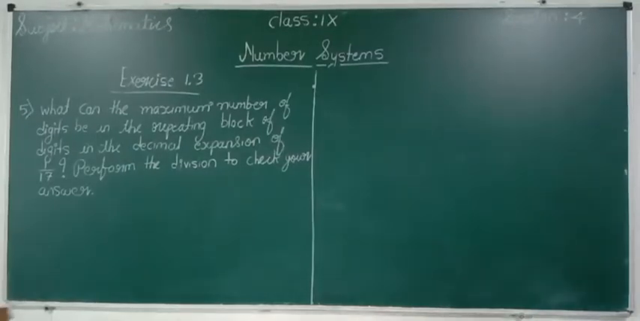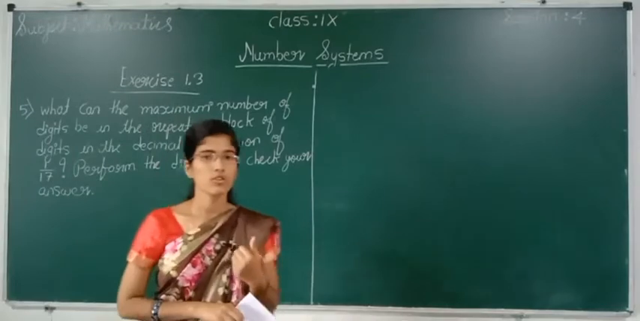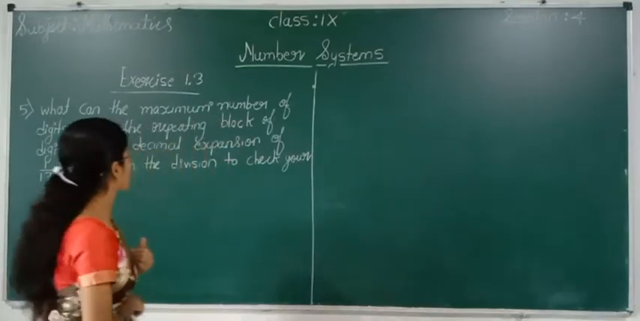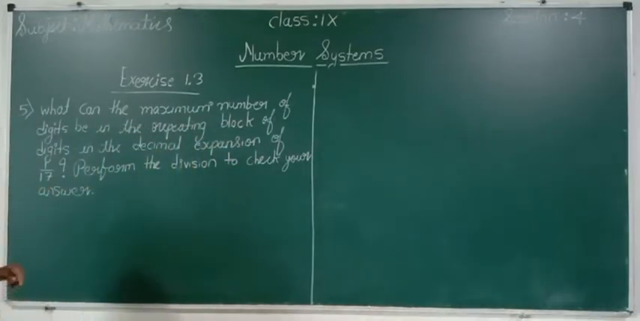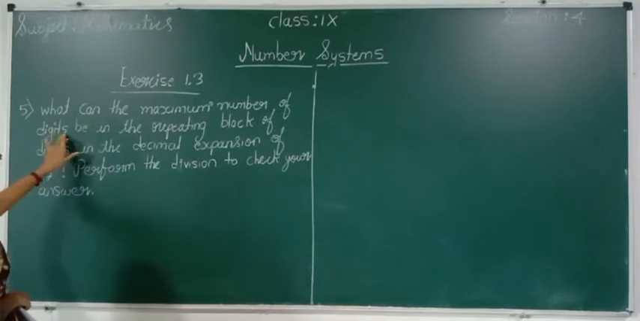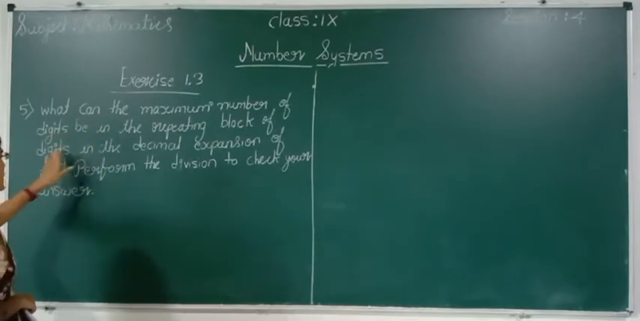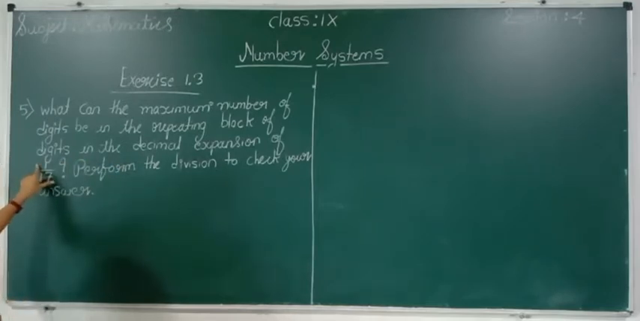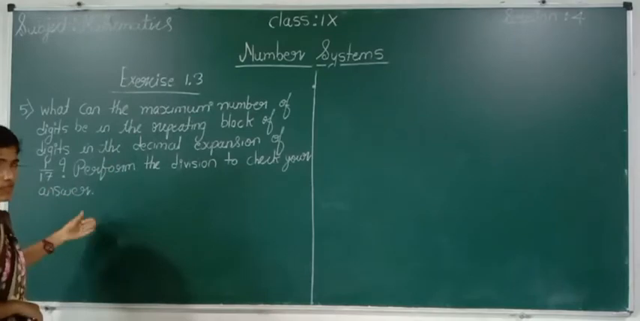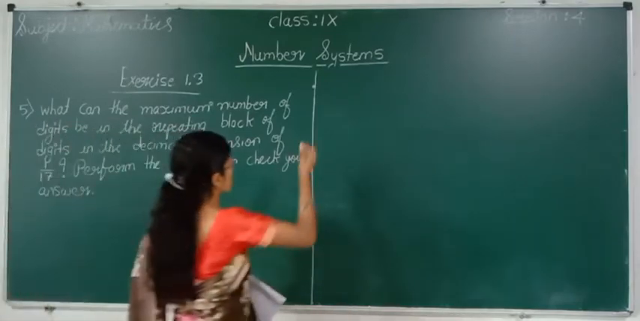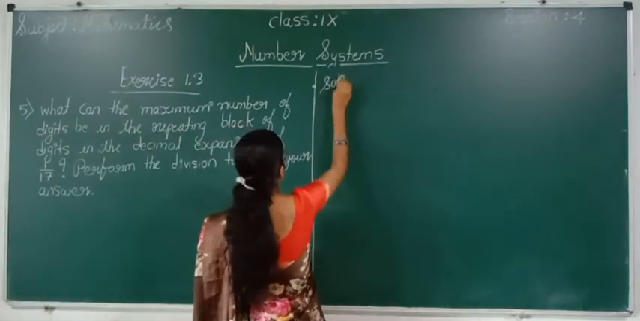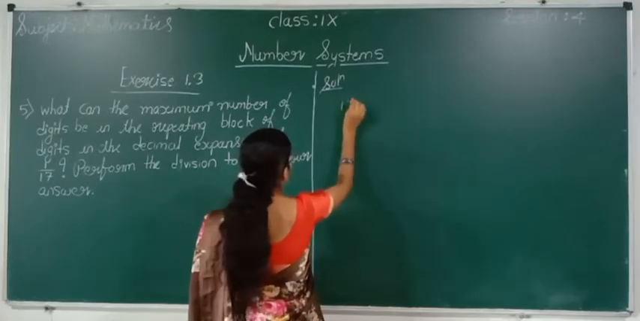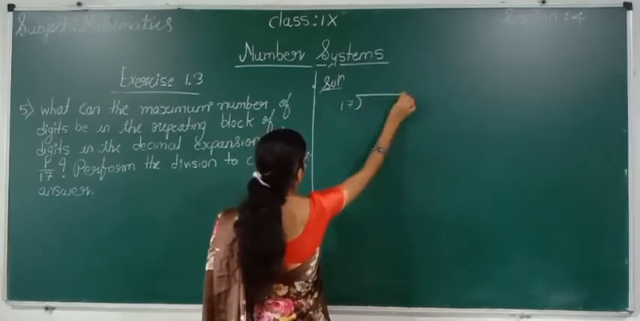Good morning students. In today's class we are going to continue exercise 1.3, fifth question. What can the maximum number of digits be in the repeating block of digits in the decimal expansion of 1 by 17? Perform the division to check your answer. We will go for long division. Here, solution: 17 is the divisor and 1 is the dividend.